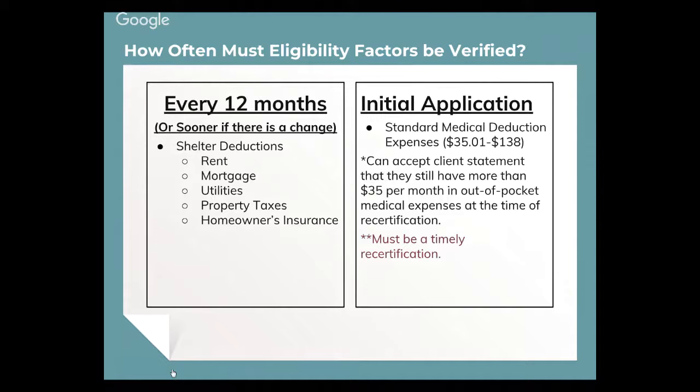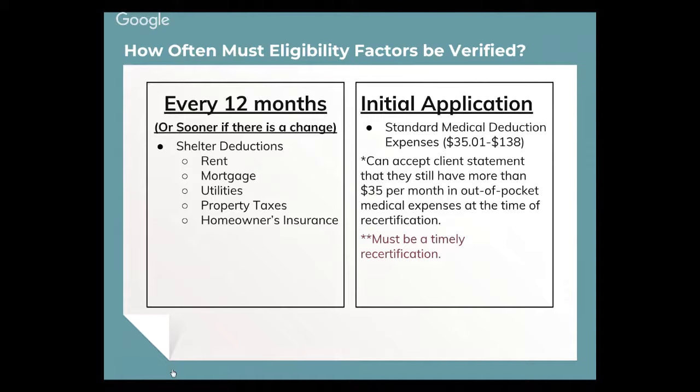Then we also have the standard medical deduction, which is for medical expenses between $35.01 a month and $138 a month. That needs to be verified at the initial application. As long as the client states at the recertification that they still have over $35 a month in medical expenses, we can continue to use that verification. We just need to document that clearly and thoroughly within the narrative for the case.